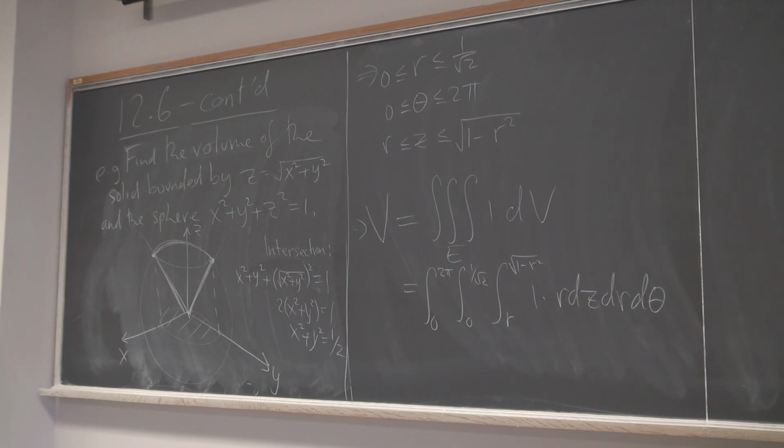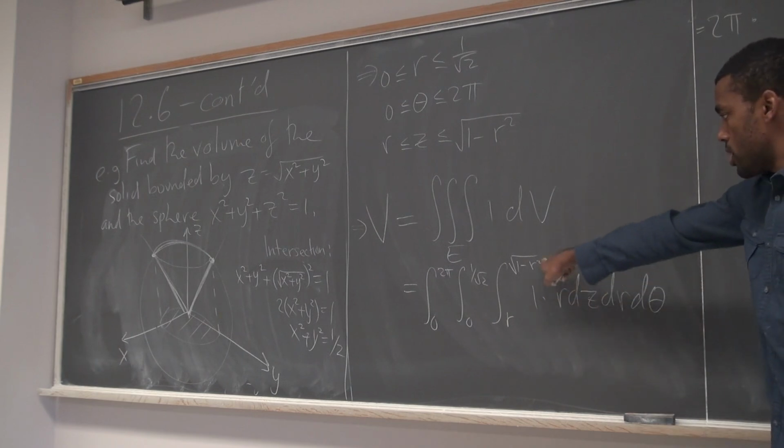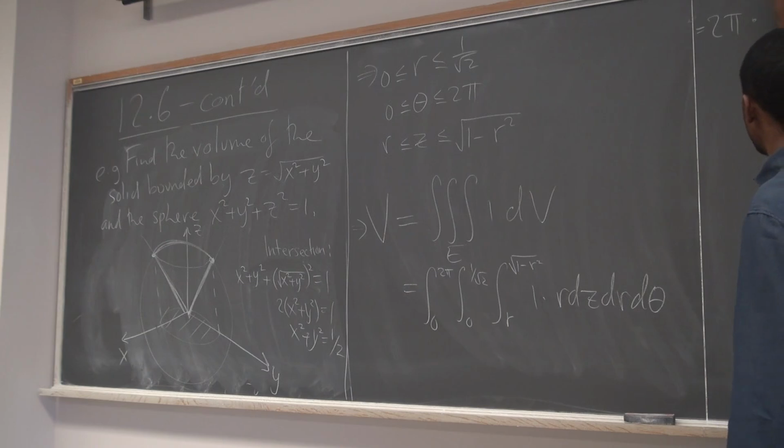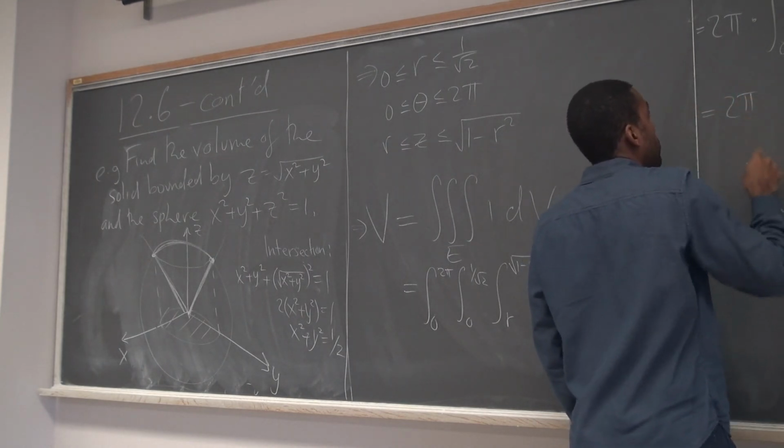Evaluate. Sure, we can throw out that 2 pi. Right, the integral here would be r times z. I plug in z equals this minus z equals that. So I would have the integral from 0 to 1 over radical 2 of r times the radical of 1 minus r squared, minus r squared. And what's that?